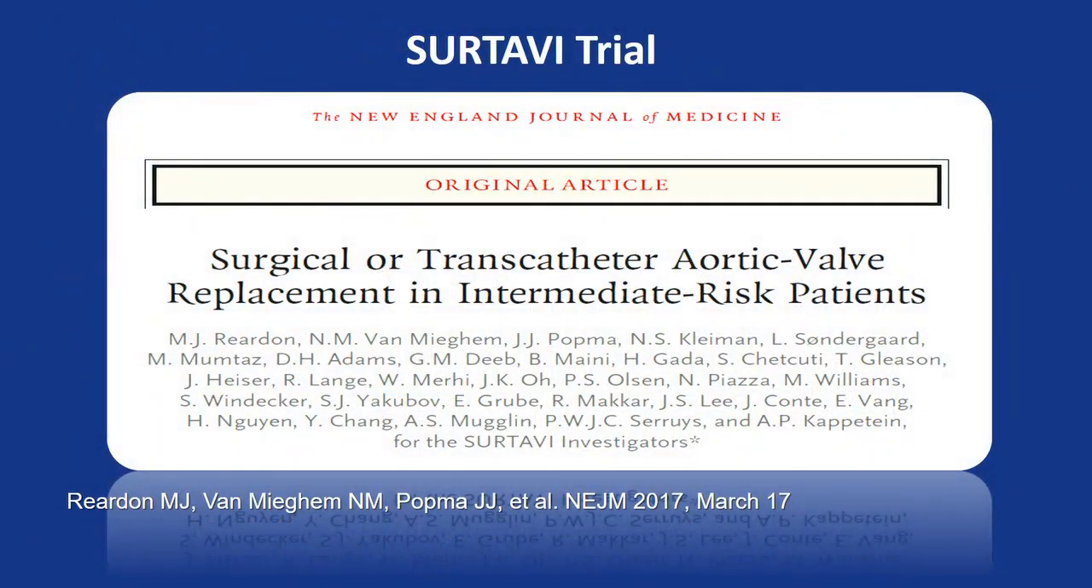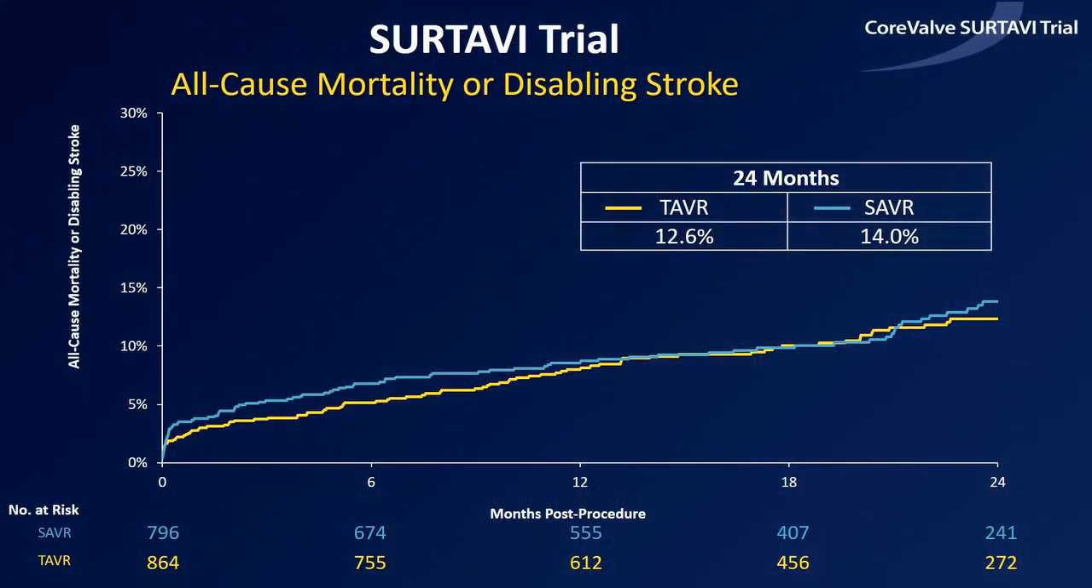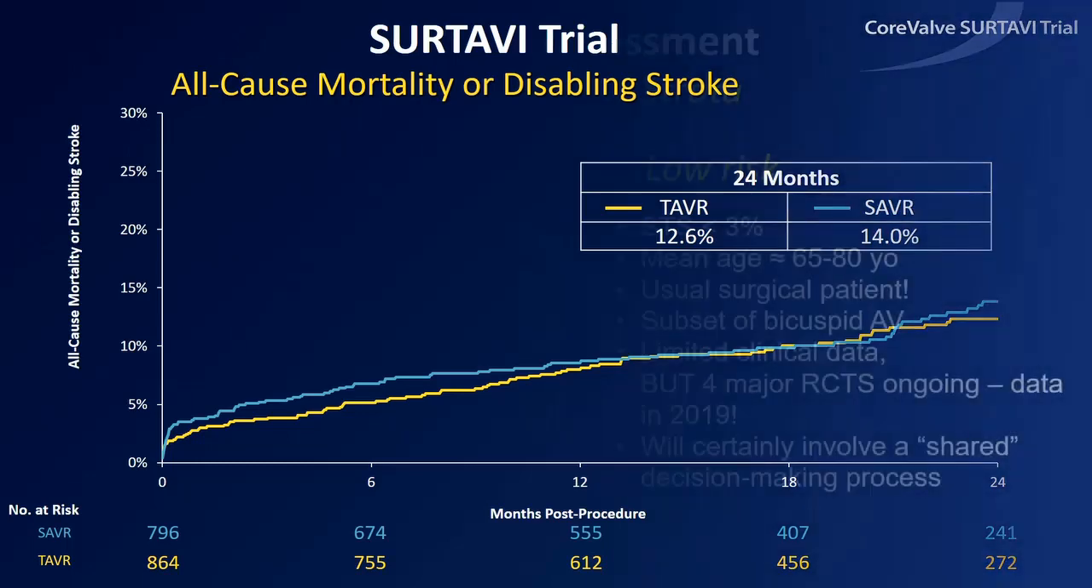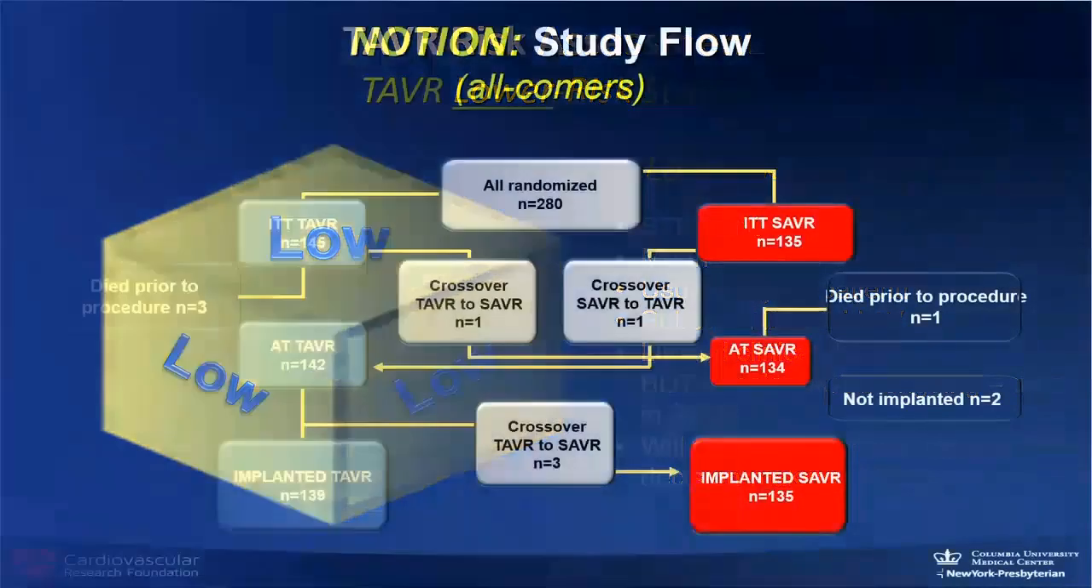If we look at the SURTAVI self-expanding for intermediate risk, a study that again showed all-cause mortality, there was no difference between SAVR and TAVR for the all-cause mortality, but as I said, there were other differences. So let's go to the low risk. Now we're dealing with the bread and butter of surgery. Less than 3% STS, mean age of those guys is between 65 to 80.